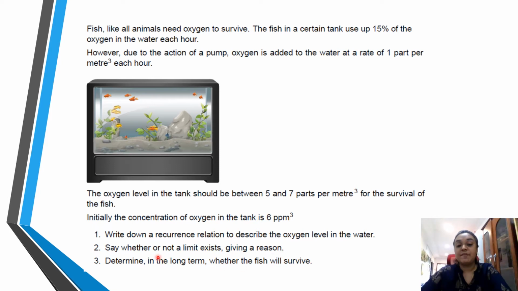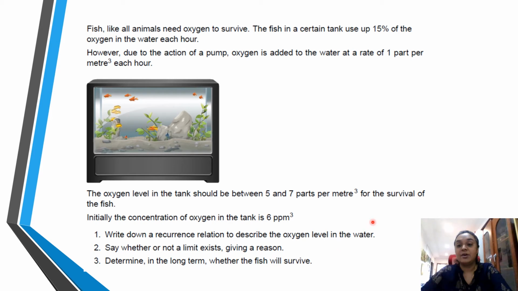And we need to see whether the limit exists or not. This will be based on the value of A for the recurrence relation we wrote in part 1. And we also need to determine in the long term whether the fish will survive or not. So the long term here is related to the limit for this recurrence relation.